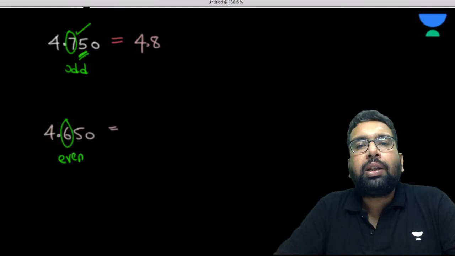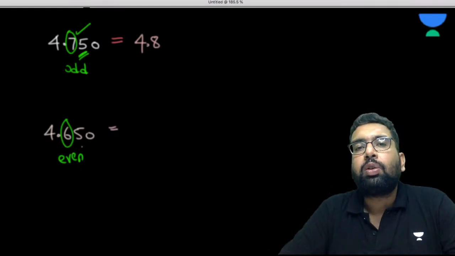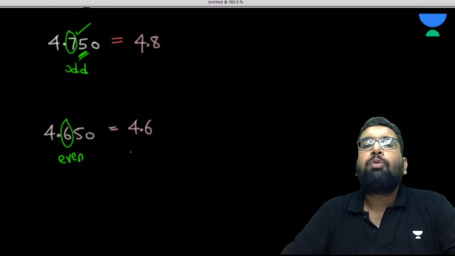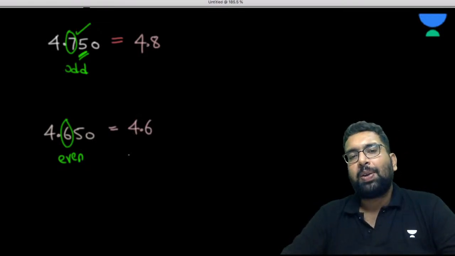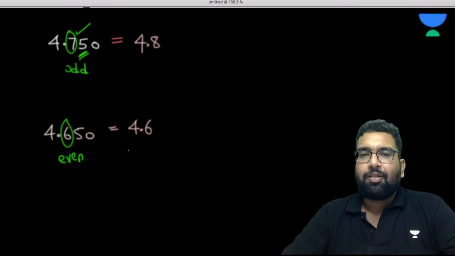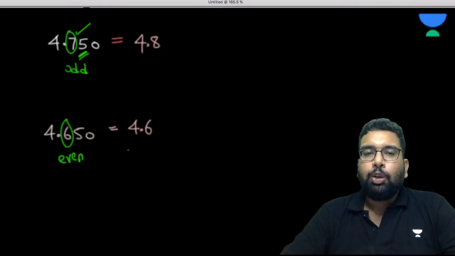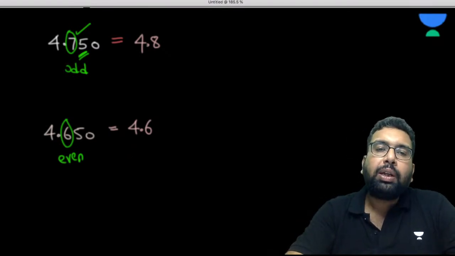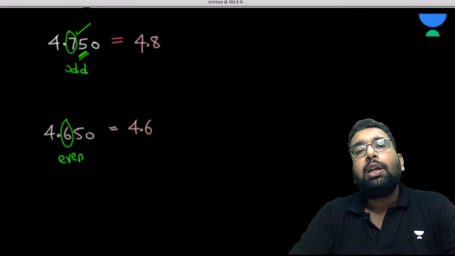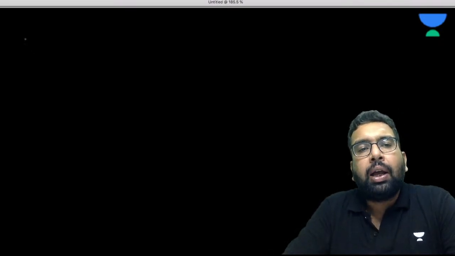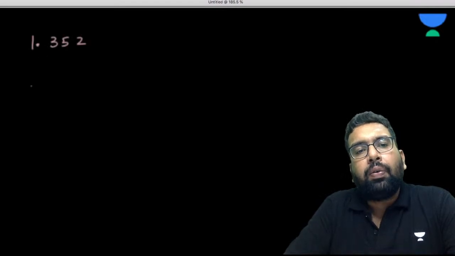So 4.650: the 6 is even, so you don't have to increase this digit. You keep it the same. Using these rules, you can do the rounding off of significant figures. So let us take some examples. Let's suppose we have 1.352.